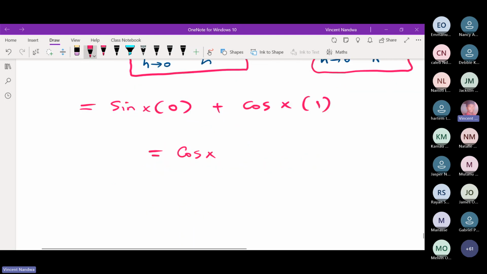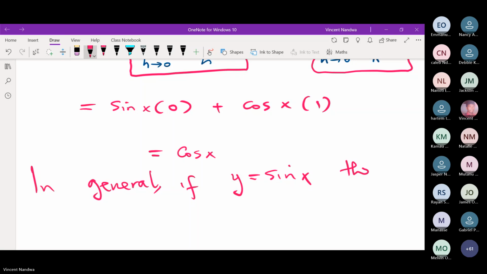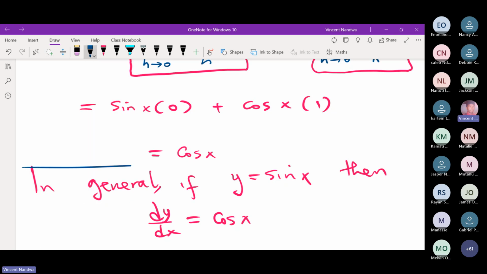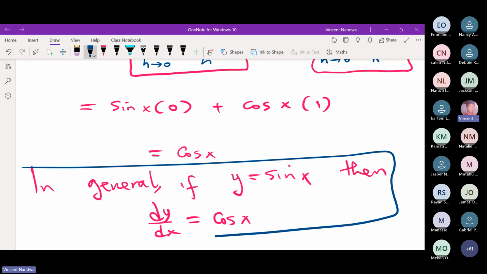So in general, if y is sin x, then dy dx is cosine of x. Add this to your toolbox. It will be very useful as we move to the next step, that the derivative of a sine function is always a positive cosine function.